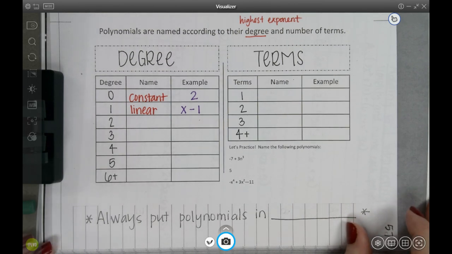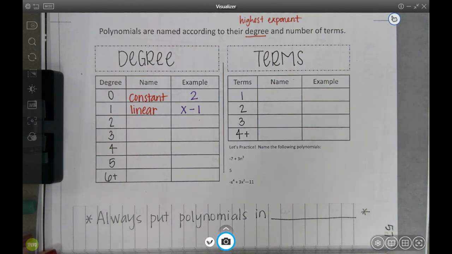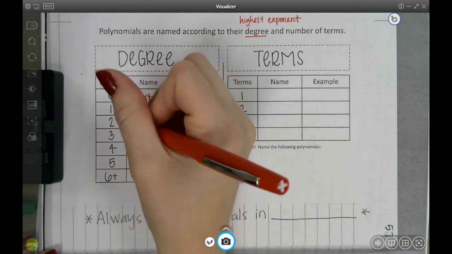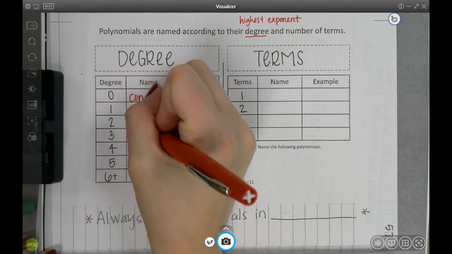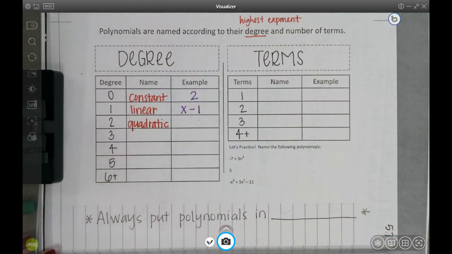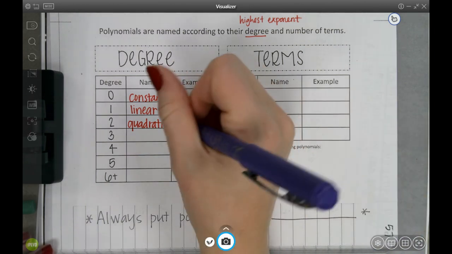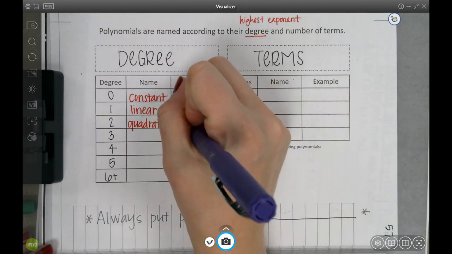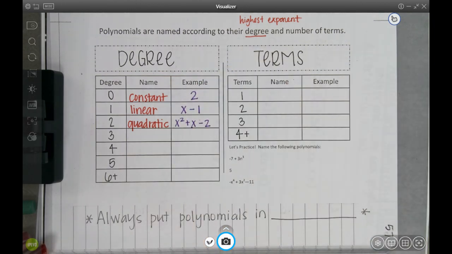Does anybody remember what degree 2 is called? You should really know this. We just took a whole test over it. Starts with a Q. Quadratic. An example would be x squared plus x minus 2. Seen some functions like that before? Yeah, no, none. None on that test you just took.